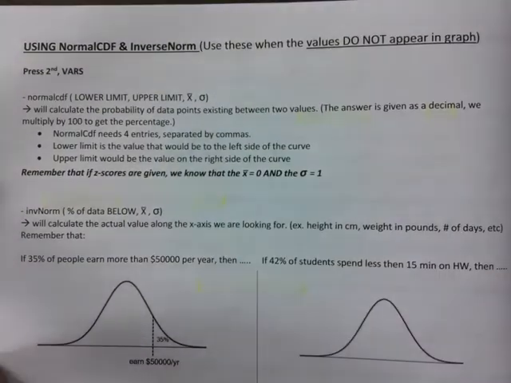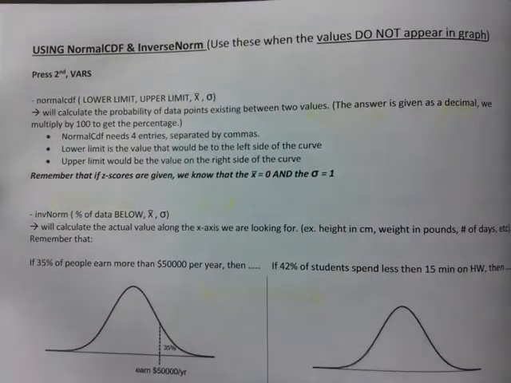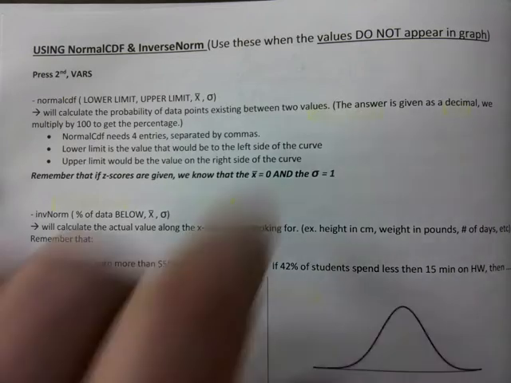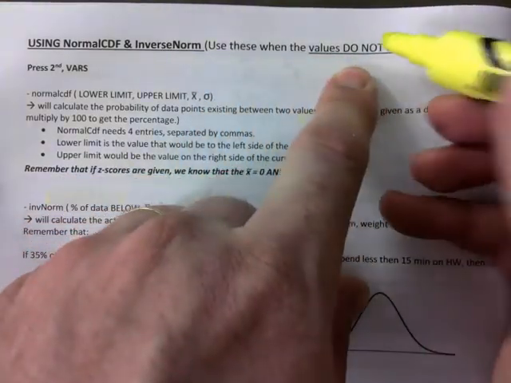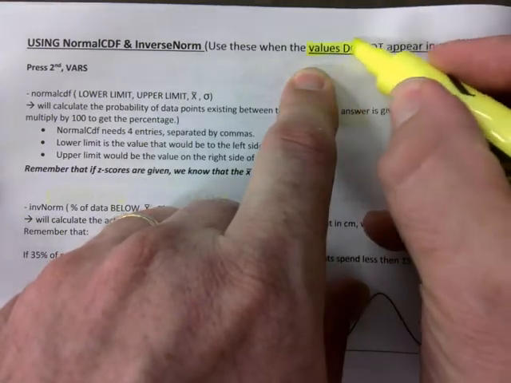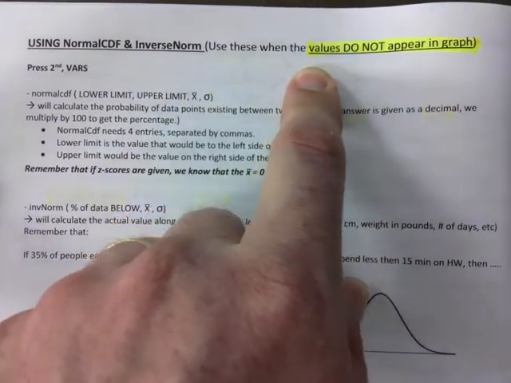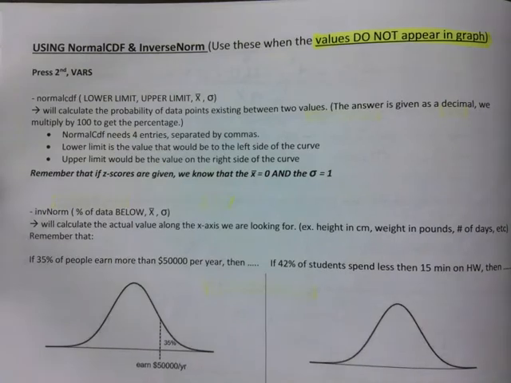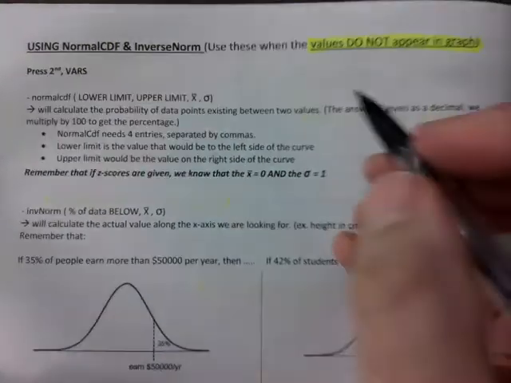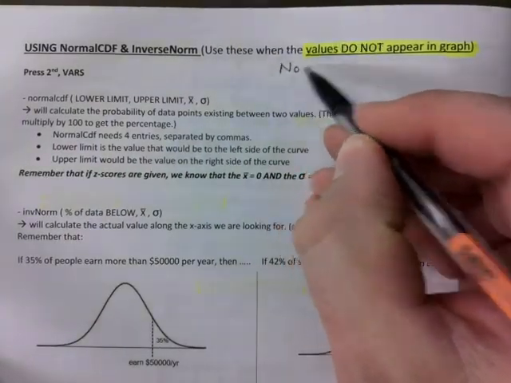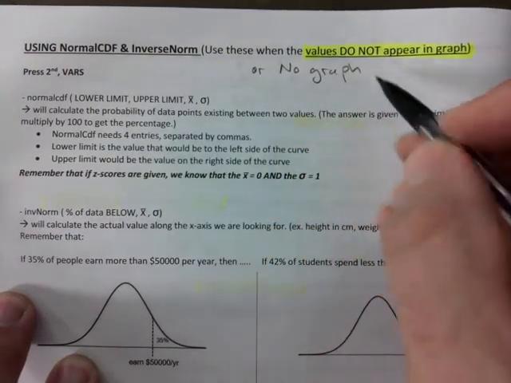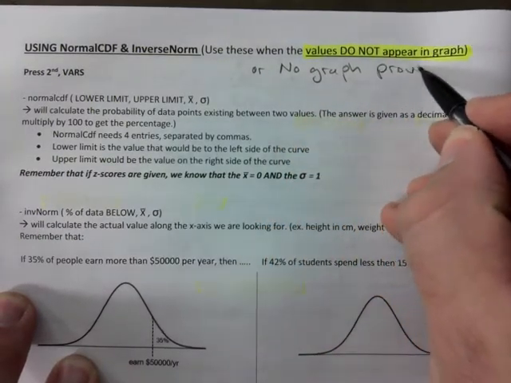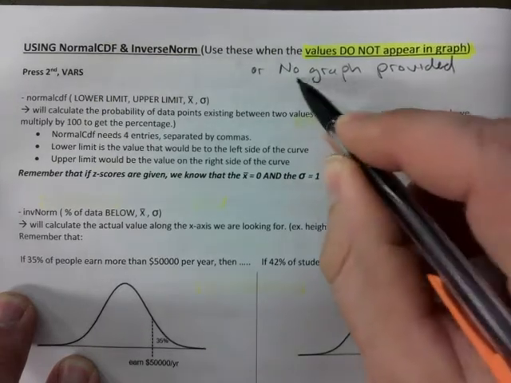Okay, using Normalcdf and inverse norm. What is that, right? Watch what it says. Use these when the values do not appear on the graph, right? That's very important. Or when you don't have a graph. That's another way of doing it. No graph provided. Or no graph on 16, right? Provided. No graph provided.